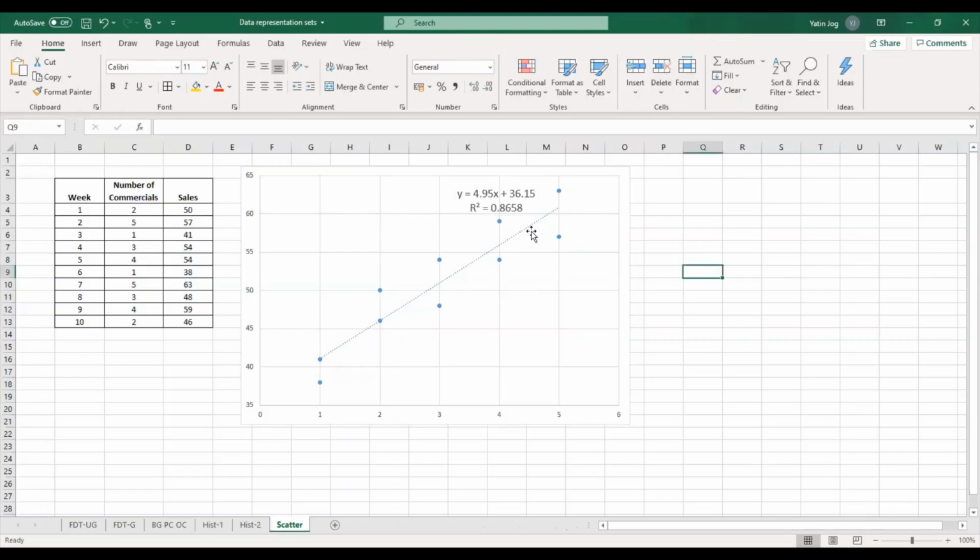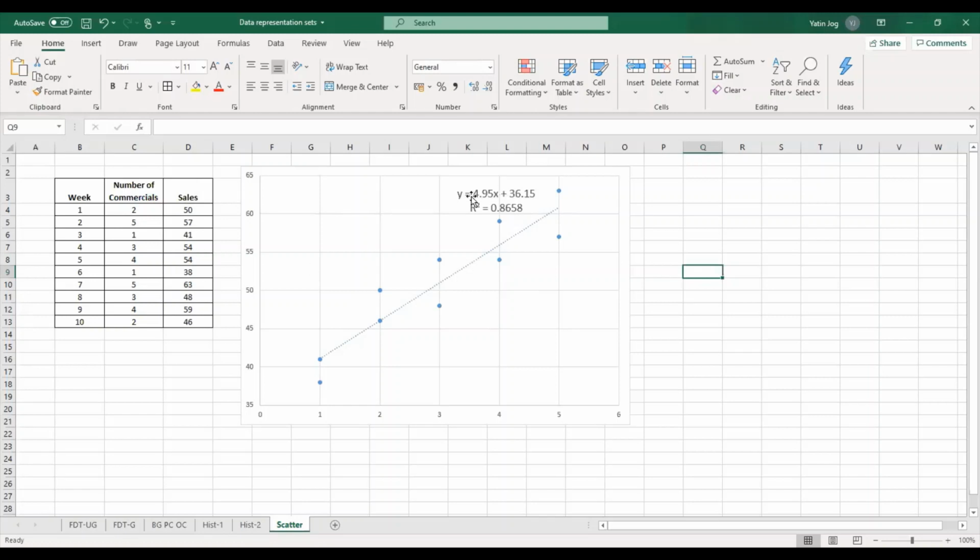So this is the line which is trying to represent the relationship between X and Y. And from this line, I can say it is upward trend and we have a positive relationship between number of commercials and the product sales.